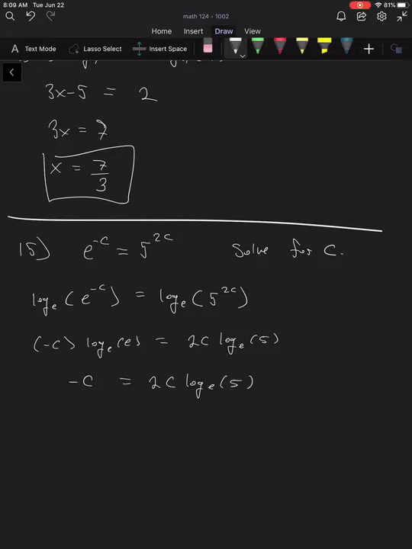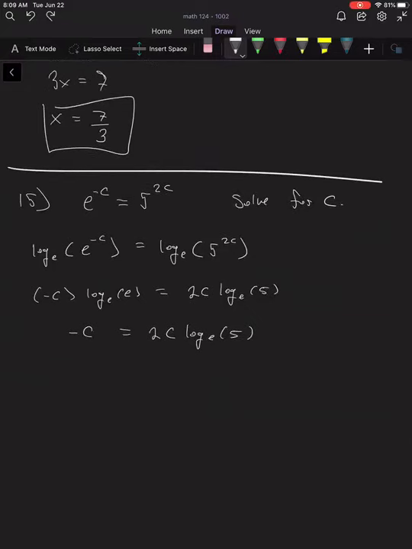So what we can do is add this c from the left-hand side over to the right-hand side. We can't really simplify this log base e of 5, so we're just going to leave it the same right now. If we add that other c over, we get 0 is equal to c plus 2c log base e of 5. And then we could factor out that c. Then we're going to have 1 plus 2 log base e of 5.